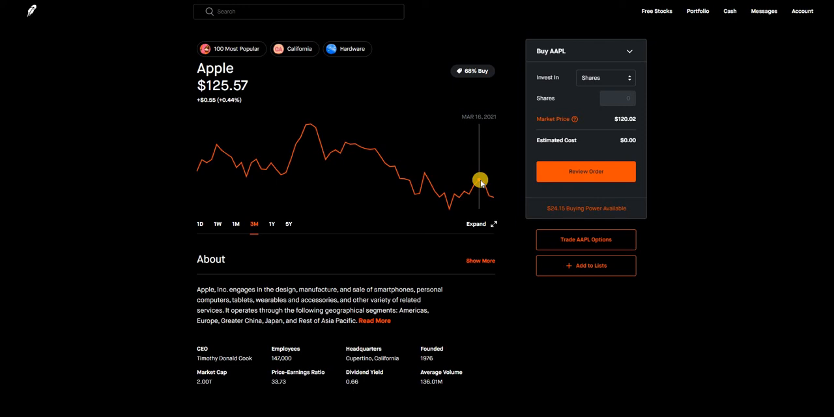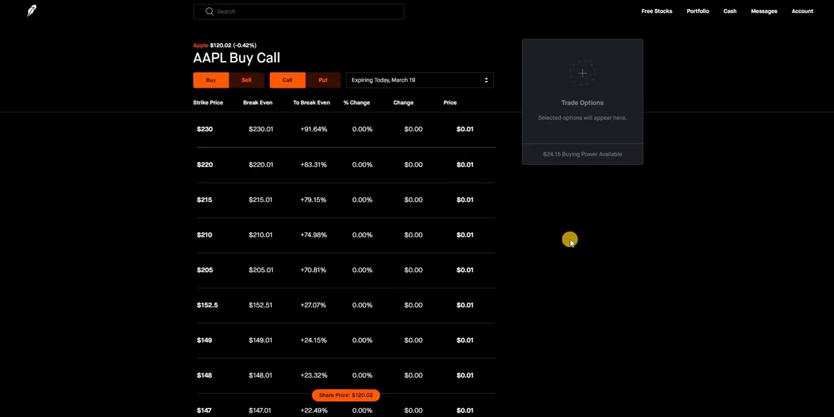Now that we have a general sense of how to trade covered calls in Robinhood and the two different scenarios of what can happen, I want to jump into some tips that I like to take into consideration when trading covered calls.